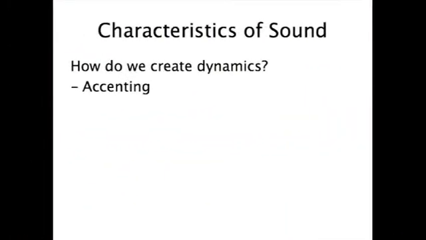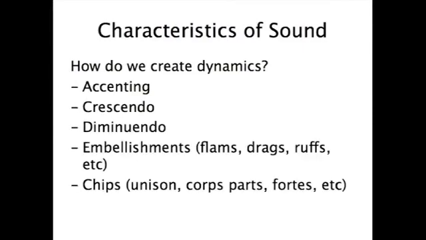How do we create dynamics? By accenting, by crescendoing, gradually getting louder, diminuendo, gradually getting quieter, and embellishments. So going from a simple phrase with just taps to adding flams and drags and ruffs and rolls. We have chips, unison parts where the corps drummers come in and out, starting and stopping while the lead drummer continues to play. So we go from the full drum corps essentially to one drummer and back to a full drum corps, and any variation thereof. You can have a couple people playing chips, or the whole drum corps playing chips, or the whole drum corps playing everything, or just one person playing. You can also use the midsection to embellish phrases.